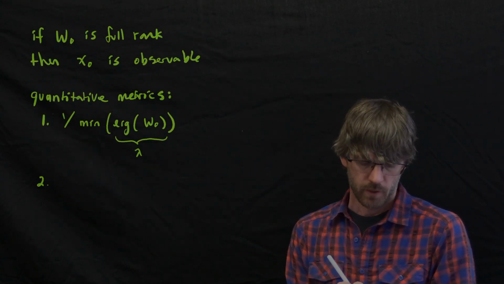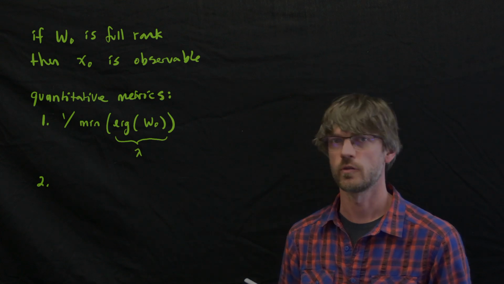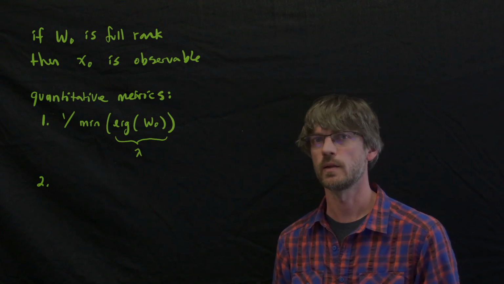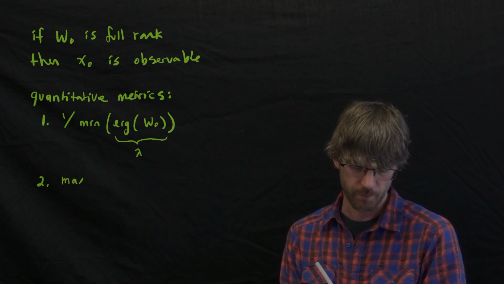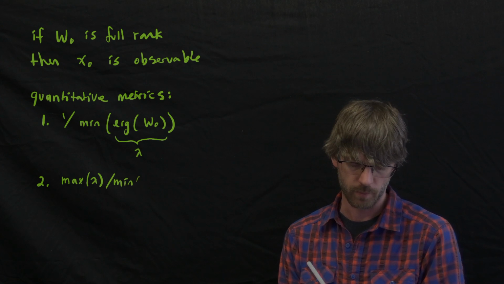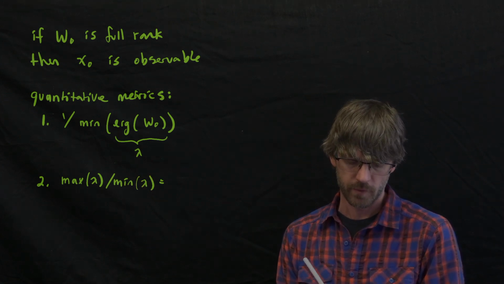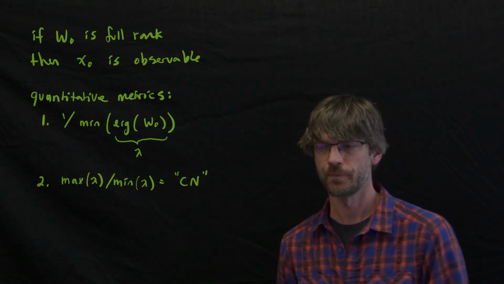The second metric is just a relative one. You may have a matrix that has some very large and some very small eigenvalues, and it's really the relative value that often matters. So another common metric is to look at the maximum eigenvalue divided by the minimum eigenvalue. And this is often called the condition number, which I'll abbreviate as CN here.